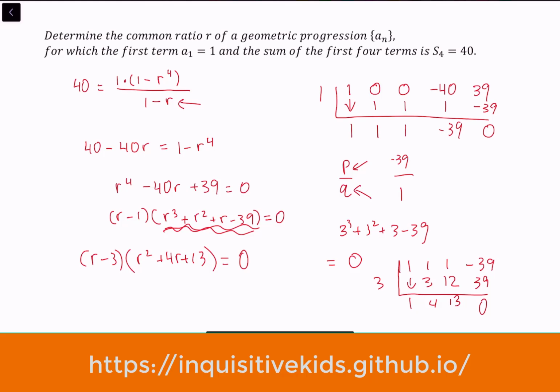Let's see if this quadratic even has a real solution. We can use the discriminant to check that. b squared, 16, minus 4 times 1 times 13 must be greater or equal to 0. Well, we see that this is negative, which means there are no real solutions to this quadratic. So our answer, r, is just equal to 3, and that is our answer.